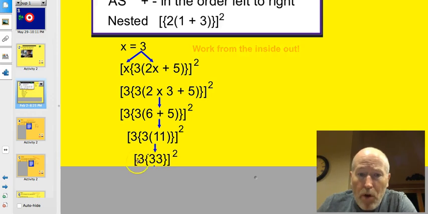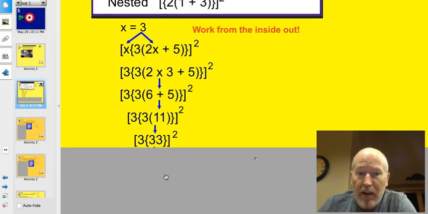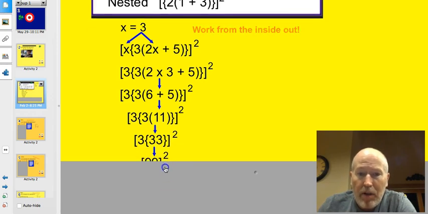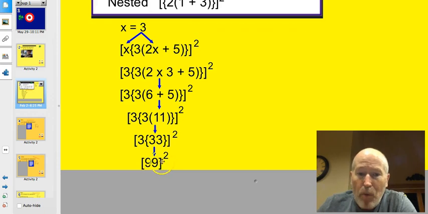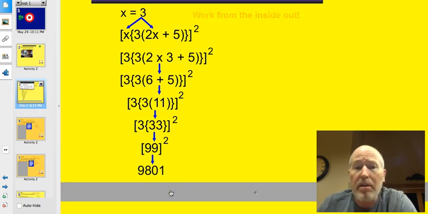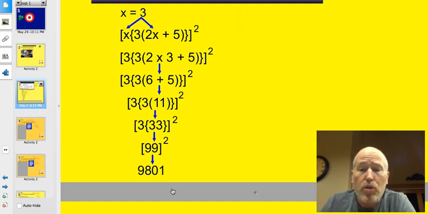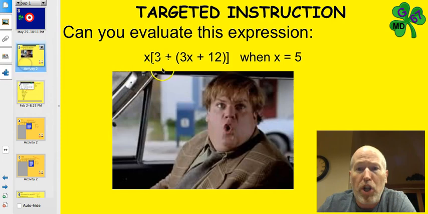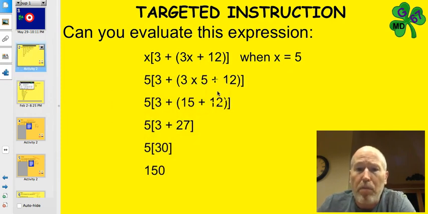Now we have one more set of brackets where we have 3 times 33 we have to take care of, working our way from the inside out. That gives us 99, but we still have that value to square. So if you take 99 squared, it is 9,801. It looks really complicated, but if you work from the inside out and you follow the order of operations, you can do this. Let's go back to this holy shnikes problem, and let's just get rid of Chris Farley for a minute and look at the way you would go about doing this problem.